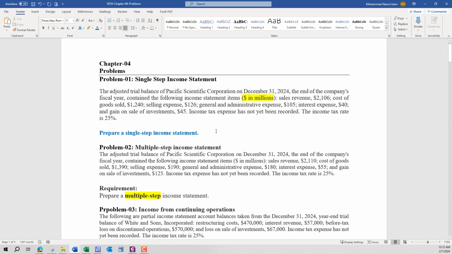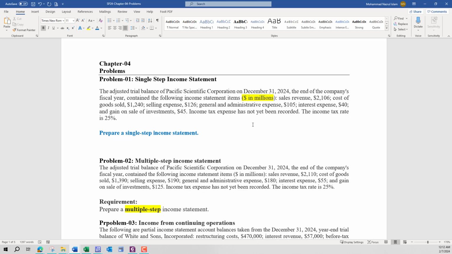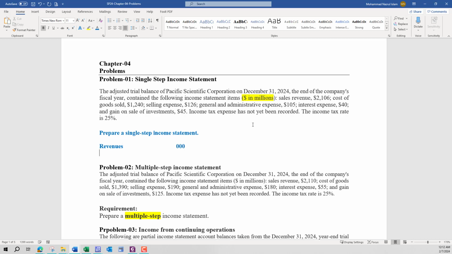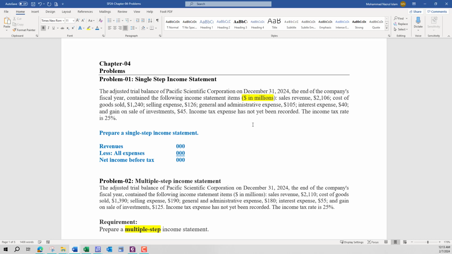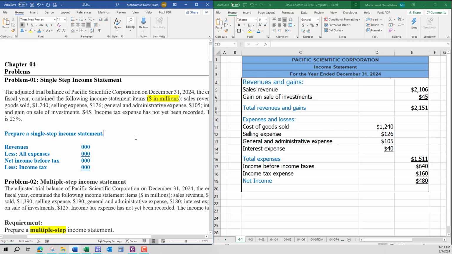So we need to prepare a single step income statement. As we know, single step income statement means all the revenues are this one, and then less all expenses. It is so easy. This is just single step, so no worry about that. Then we will calculate the net income before tax, and we will subtract the tax, so let's say income tax. After subtracting the income tax, we will find the net income after tax. Okay, so let's go to the solution that I have done already.